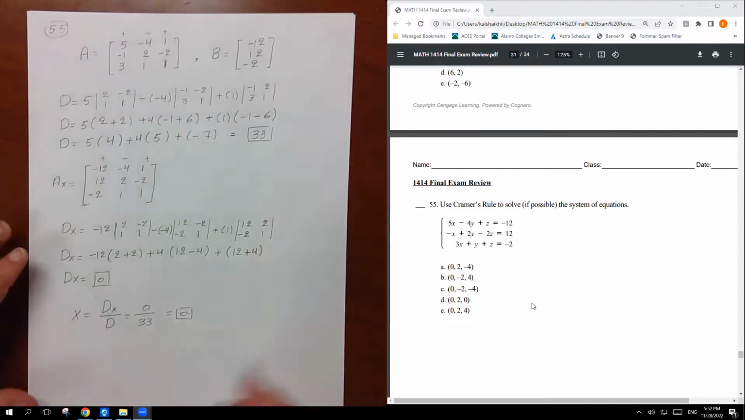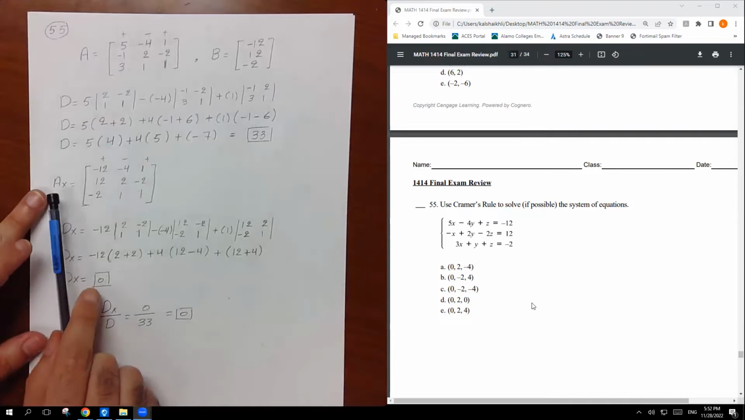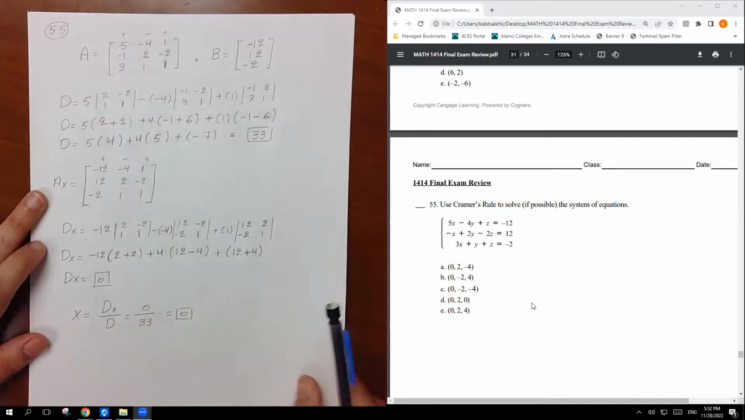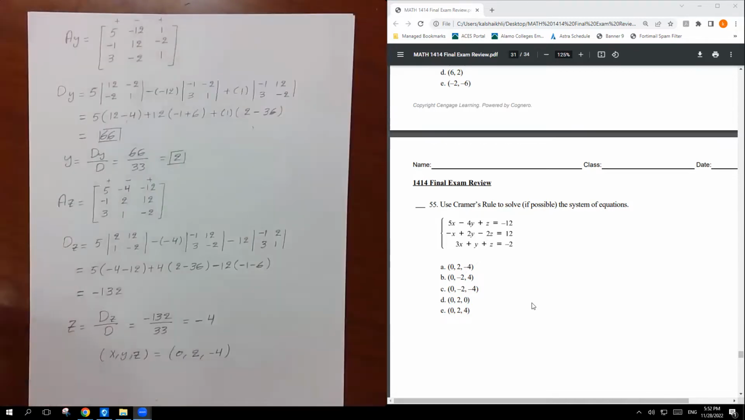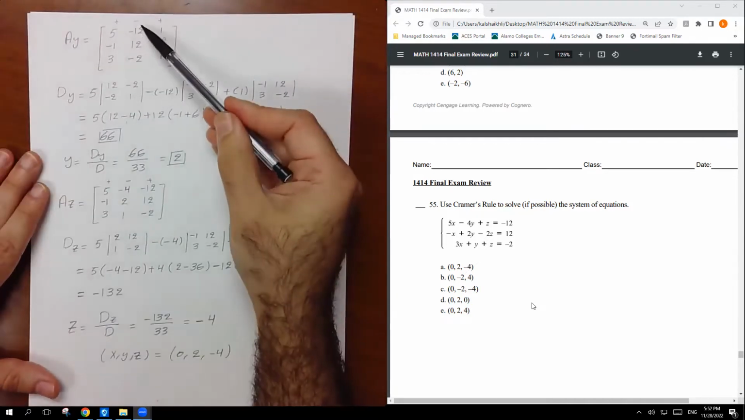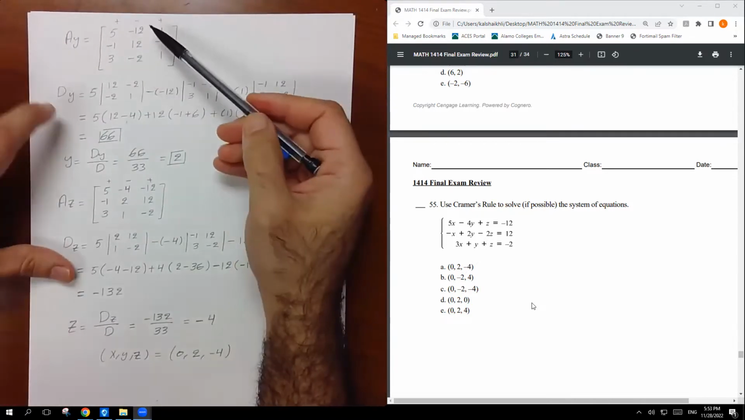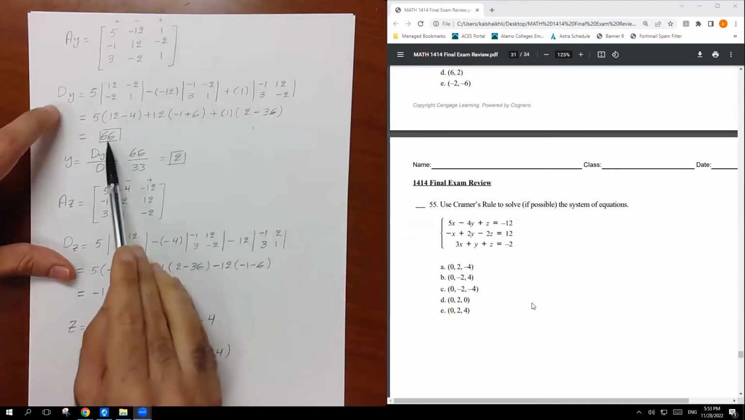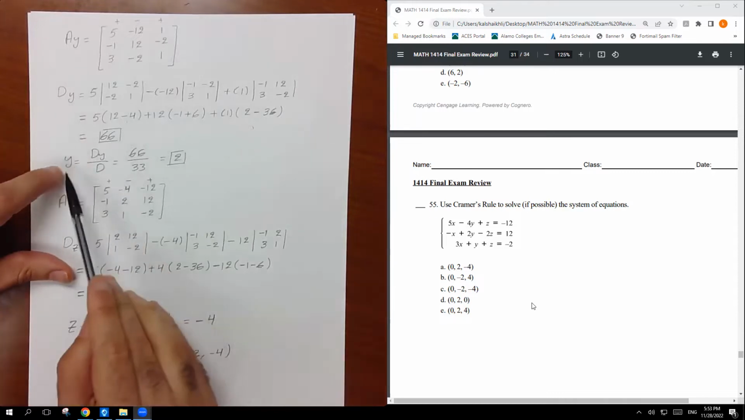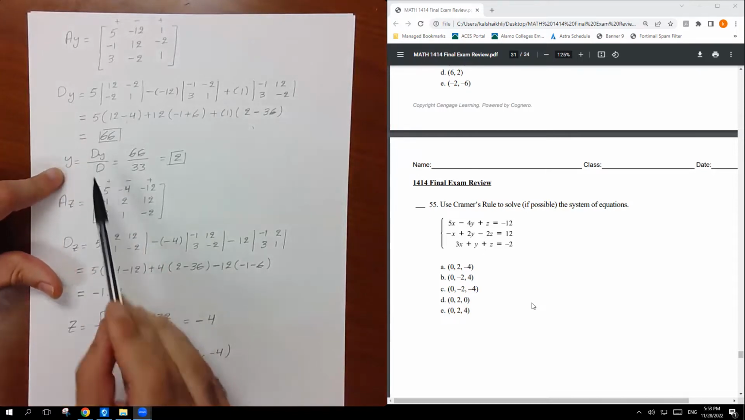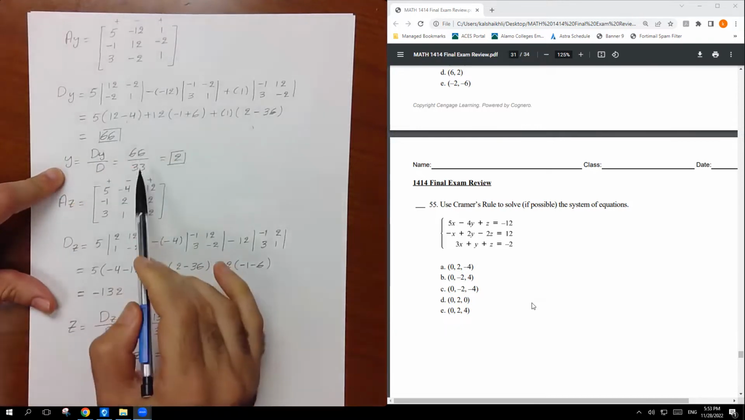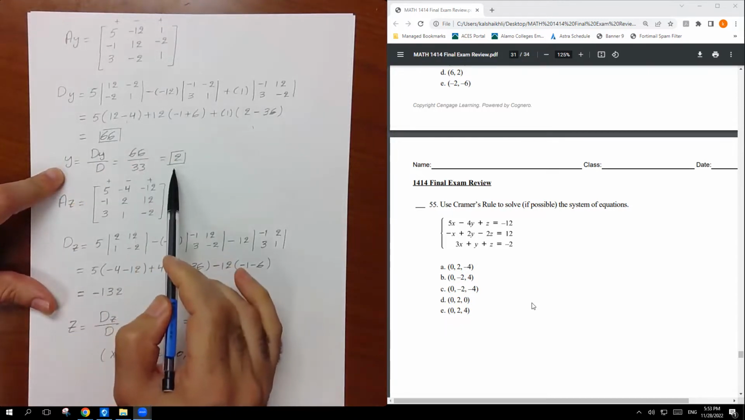So now we're going to find A sub Y by change B with the second column. So we changed B with the second column and find the determinant plus minus a plus is going to be 66. Then Y is going to be D sub Y divided by D. It's going to be 66 divided by 33 is going to be 2.